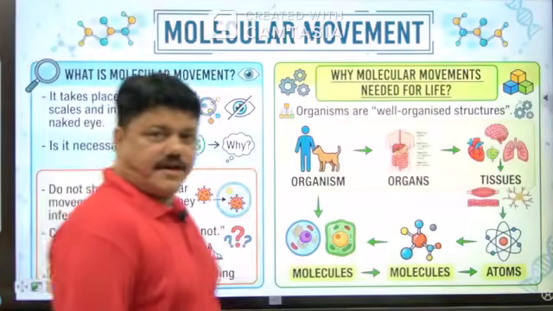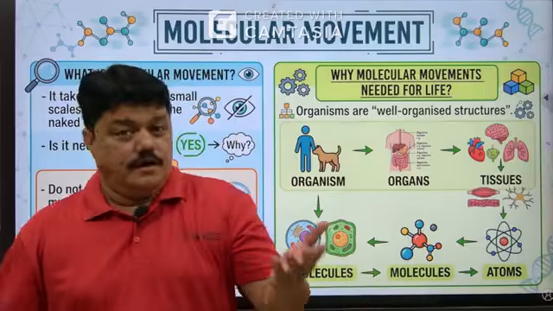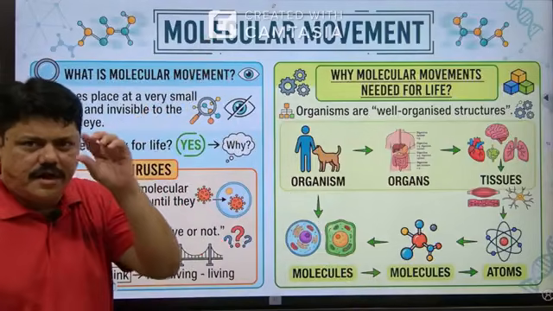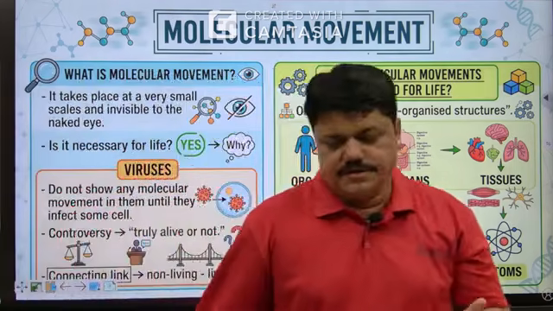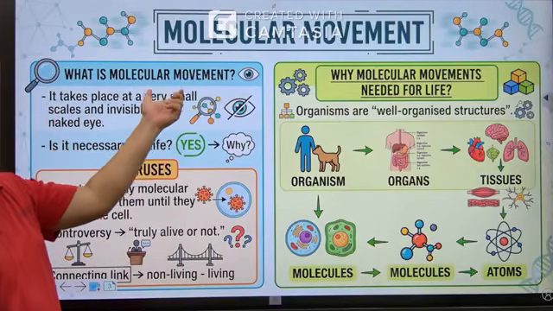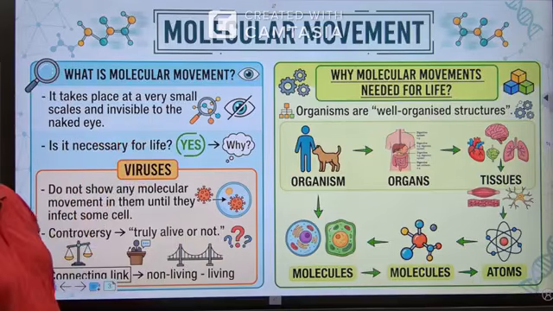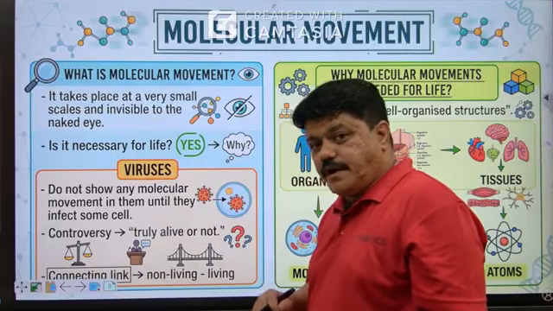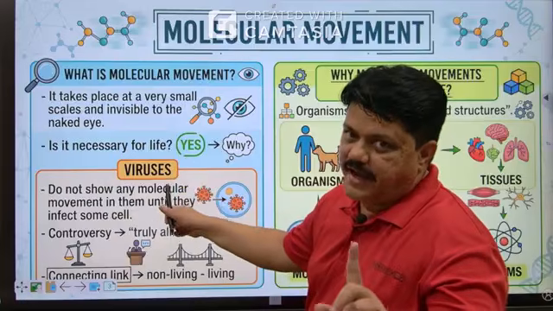Now moving to the second para, which is about molecular movement. Again, another type of movement. We know that molecules are too small, we can't see them with our naked eyes. Molecular movements take place at a very small scale and are invisible to the naked eye. But is it necessary for our life?